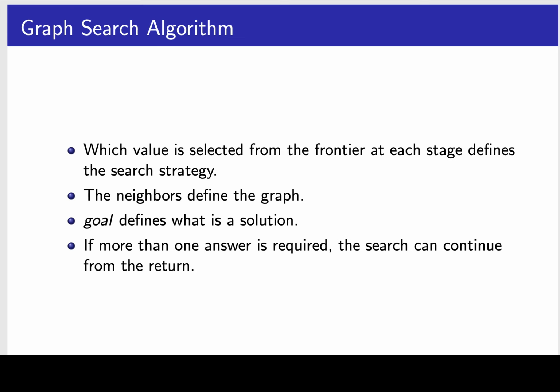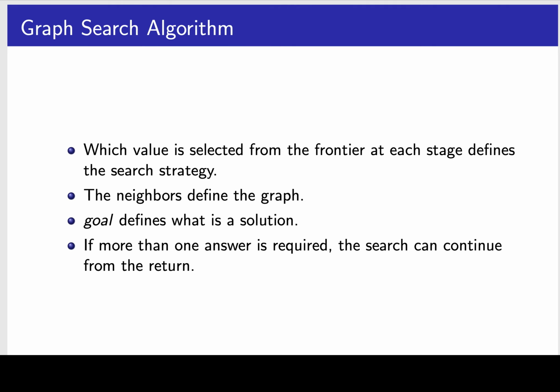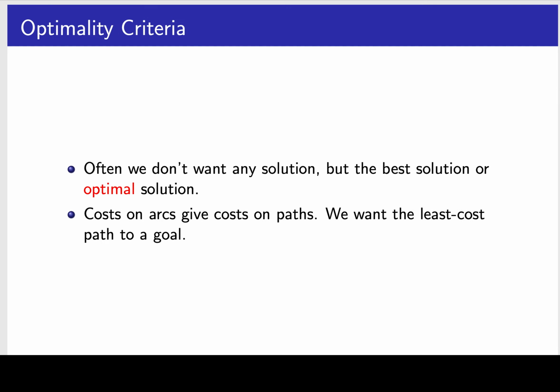So now, which value is selected from the frontier defines the search strategy. So which one we're going to choose. And the neighbors define the graph. And the goal defines what's a solution. And if more than one answer is required, you can continue the search from this return statement. So we can sort of view this as a coroutine, where we can just keep going on and find more. So the Python actually works like that. We can find multiple paths. And often we want any solution, we want the best solution, and the costs on arcs give costs of paths. We want the least cost path.